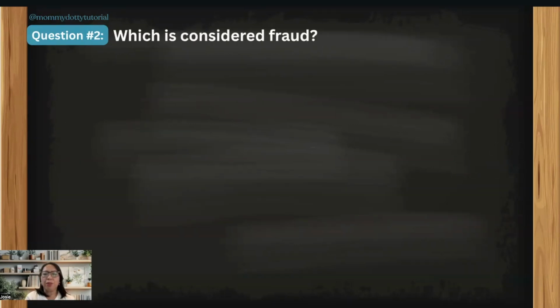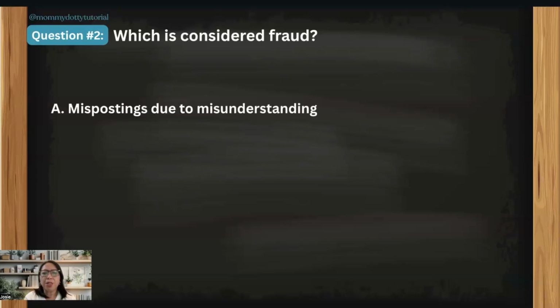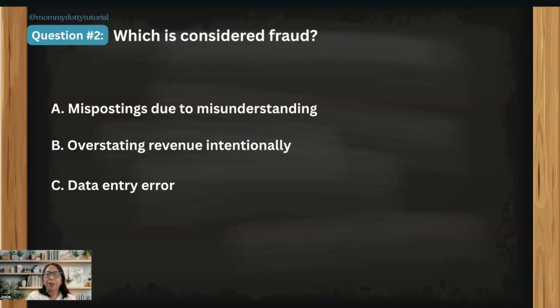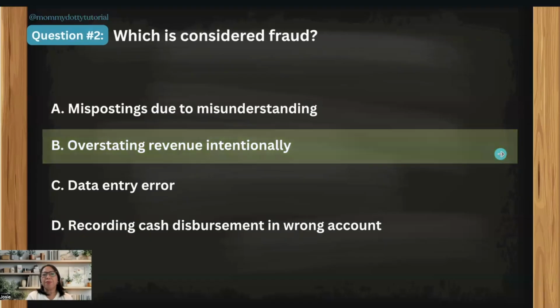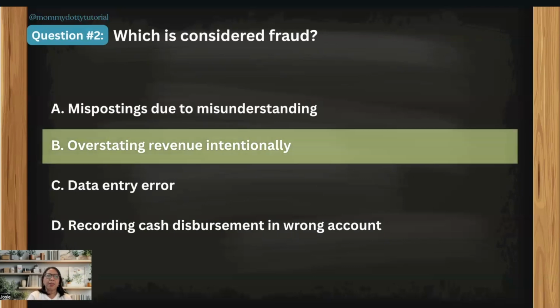Which is considered fraud? A, mispostings due to misunderstanding. B, overstating revenue intentionally. C, data entry error. And D, recording cash disbursement in wrong account. You may pause this video to think. The correct answer is letter B, overstating revenue intentionally. This one is a fraud because of the word intention. Intentional misstatements like this one, revenue manipulation, are always considered fraud.